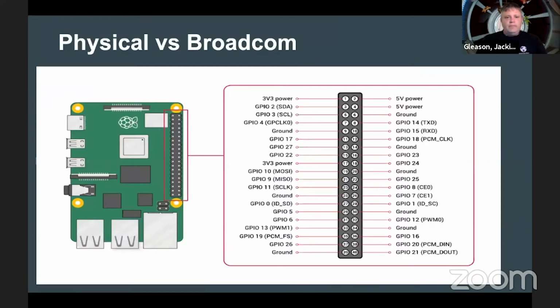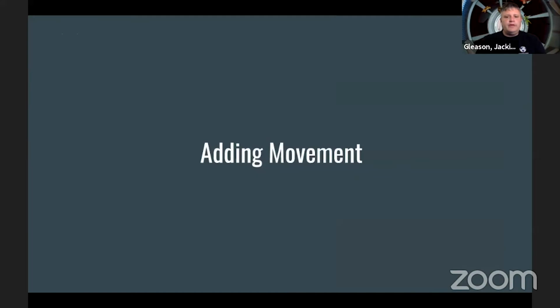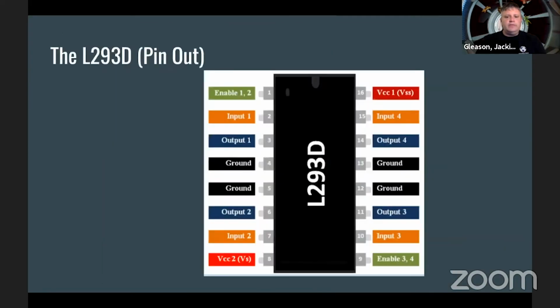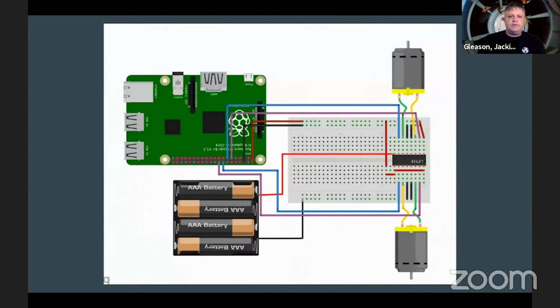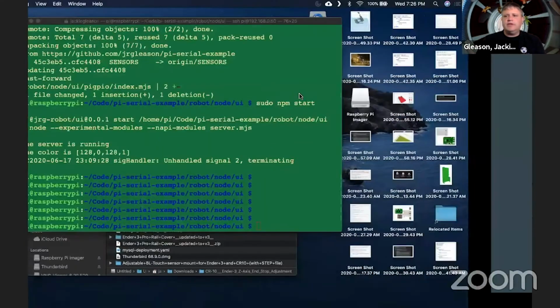So now that we got our light working, the next thing we want to do is add movement. And for that, what we need is an L293T chip. What this will do is allow us to control two motors at once. So we can wire those into this, and we'll have the ability to control those two motors. Let's see what I'm doing in terms of time. So I have another diagram like this.